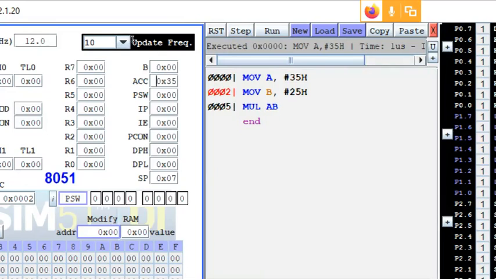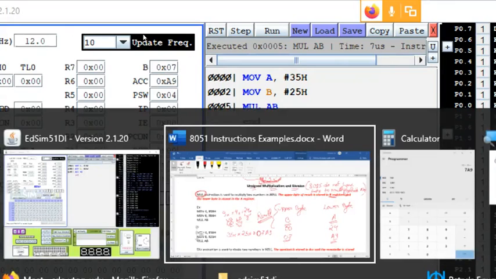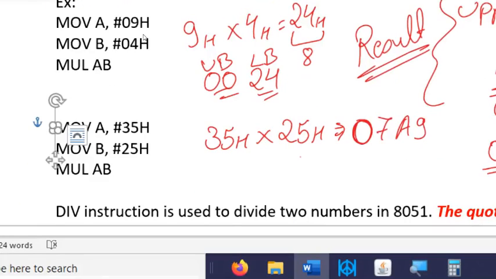So 35 is in the accumulator, 25 is in B register, and when we multiply we got 07 in the B register and A9 in the accumulator. Okay, so lower byte is in the accumulator and B got the upper byte. So remember when you read, you should read 07A9, not A907.